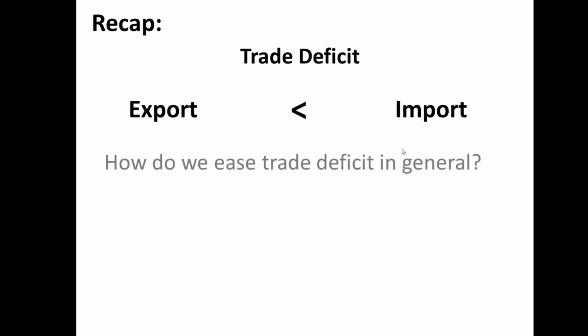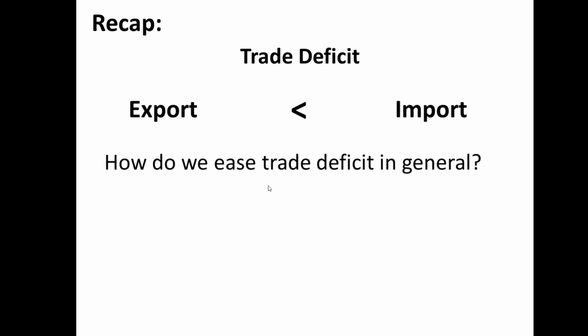What's the concept of it? Trade deficit. Right, M is higher than X. If that's the case, right.